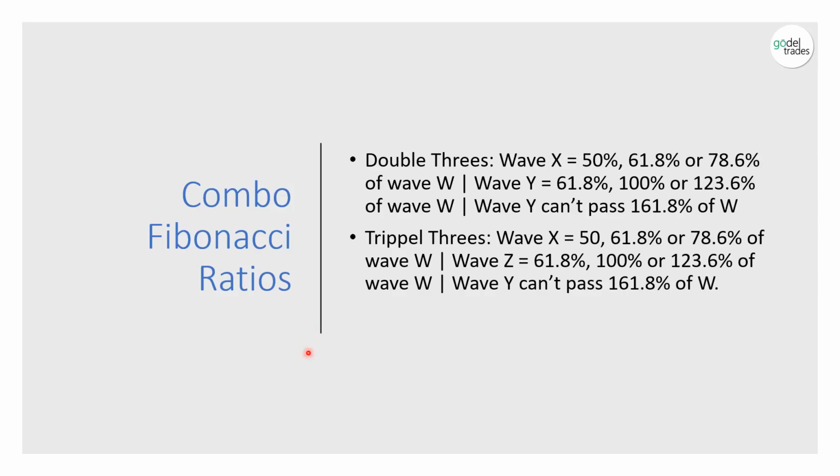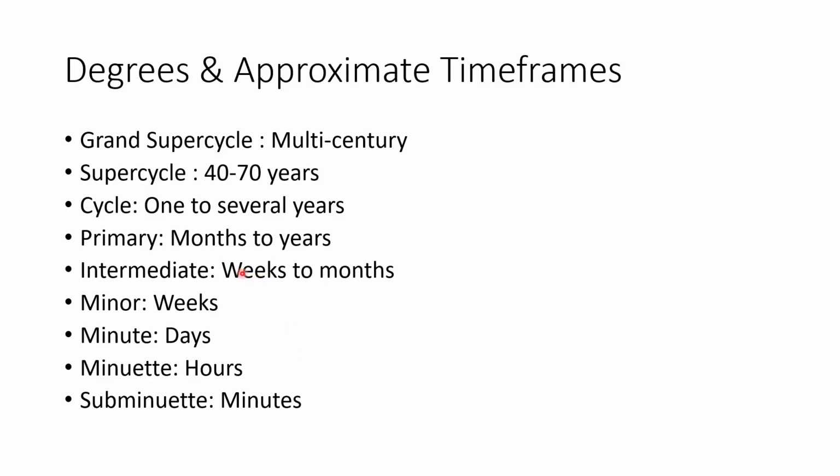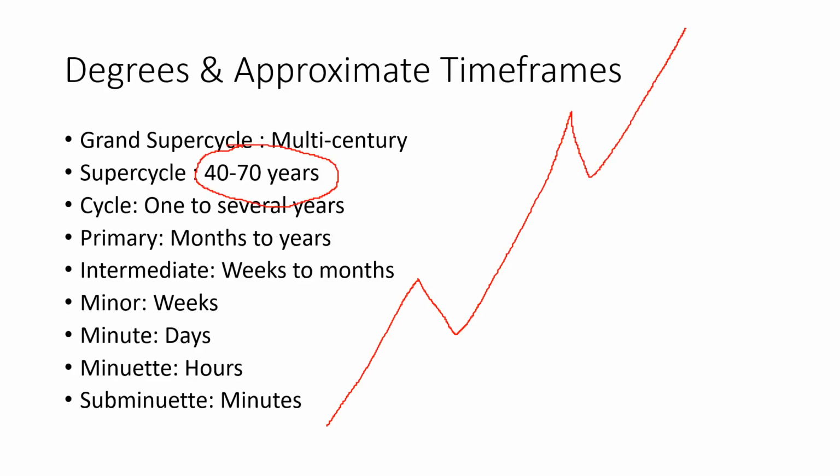Again, I'm going to have this for you on the cheat sheet, so we're not going to really get into this right now. So some of the degrees, the grand supercycle, and these are approximate time frames. A grand supercycle usually unfolds over multiple centuries. A supercycle is 40 to 70 years. So a 5-wave move over 40 to 70 years is a supercycle movement.